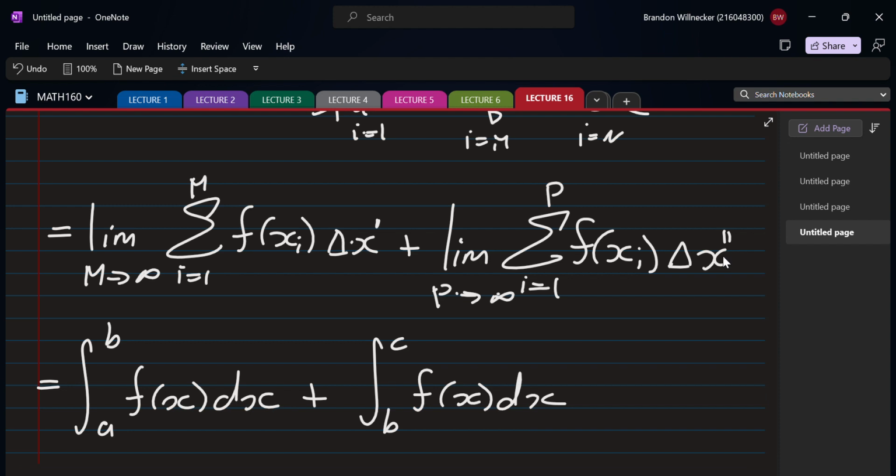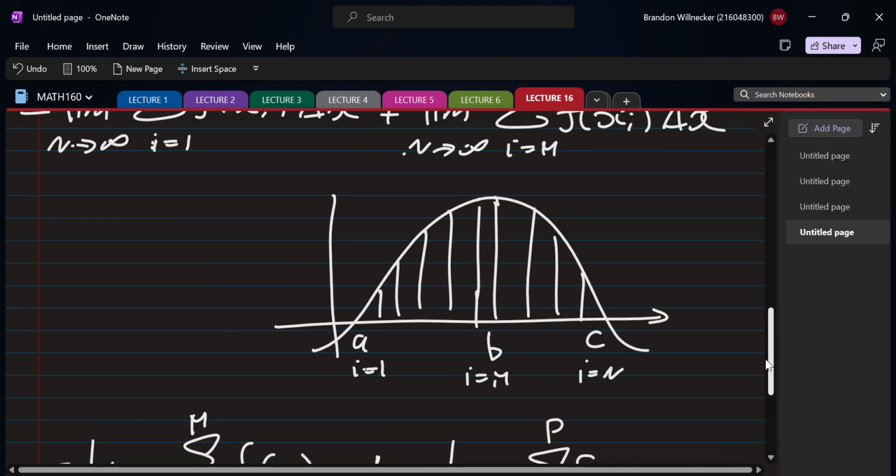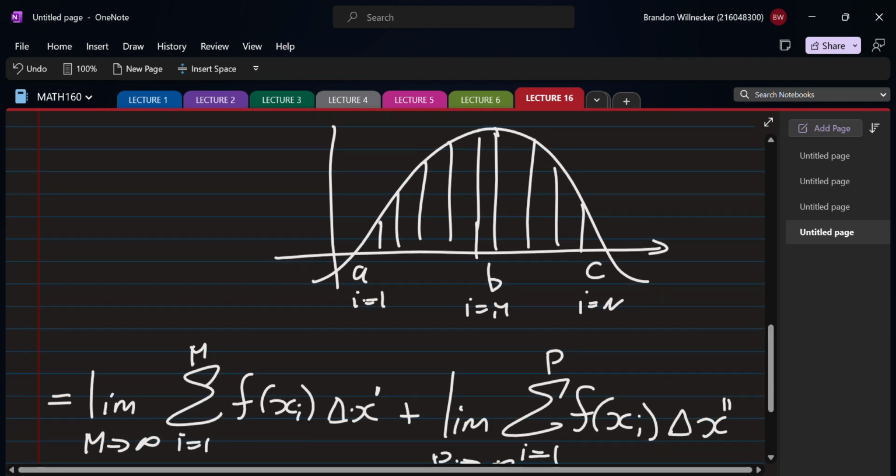We need to change that because in the first section, we're not having n rectangles, we're having m rectangles. And for the second section, we're not having n rectangles anymore, we're having n minus m rectangles. That's for the right side. Any questions on that? P is how many rectangles we have left here.